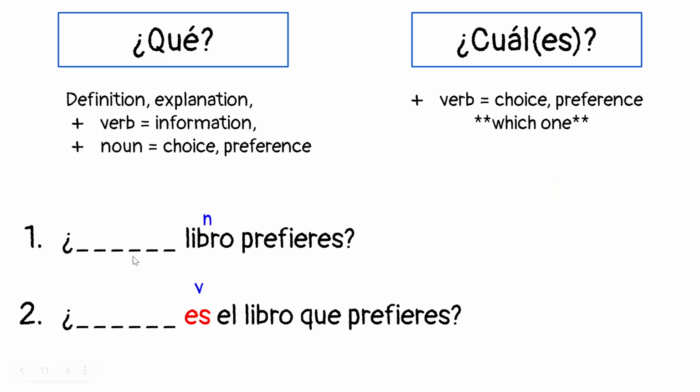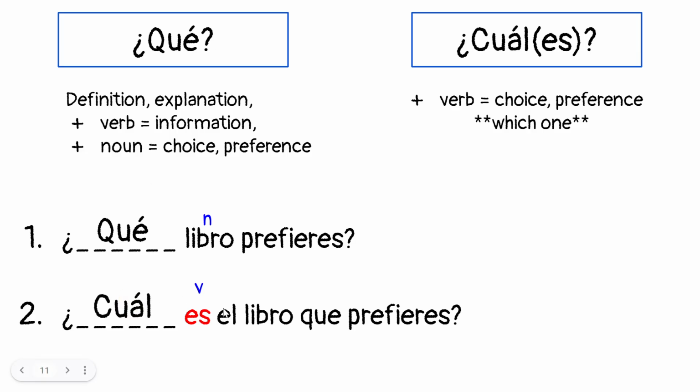Right, I have two, blank, followed by a noun. So I'm leading more towards the qué, right? By a verb, I'm going to lead more towards cuál. Let's see if it works, if there's preferences or if there's information. ¿Qué libro prefieres? What book do you prefer? Yes, this is correct because I am making a choice or a preference. So qué followed by a noun is choice or a preference.